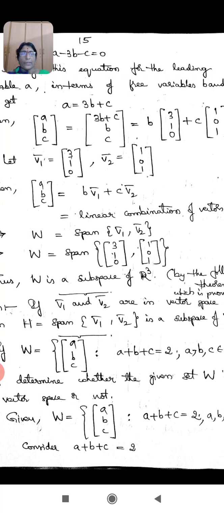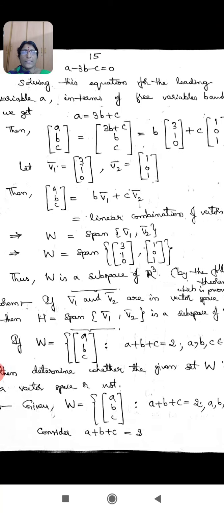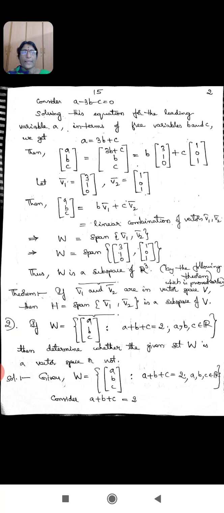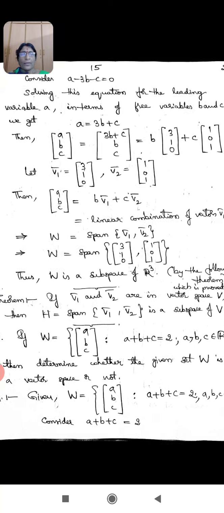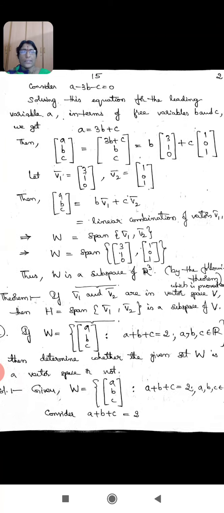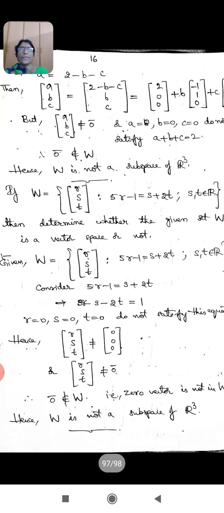So here, let us first consider the given set W, and W is given as the column vector (A, B, C) such that the variables A, B, C satisfy the equation A + B + C = 2, and A, B, C are real numbers. Now consider that equation A + B + C = 2. This is a non-homogeneous system of linear equations in variables A, B, C.